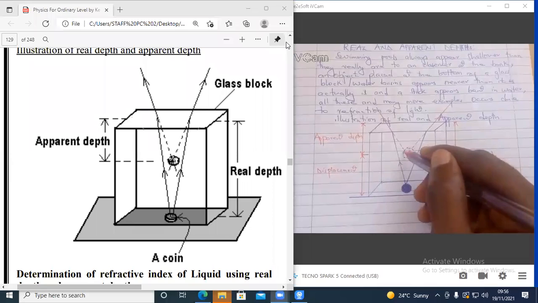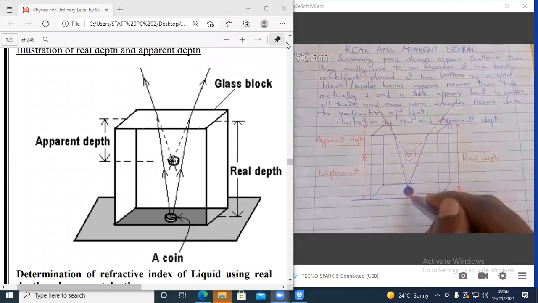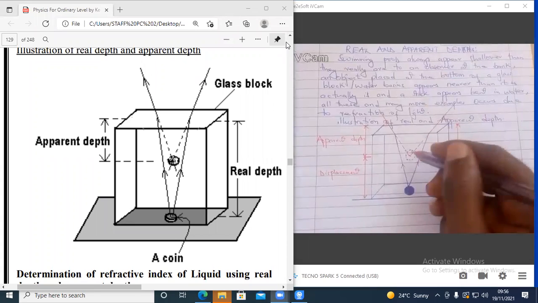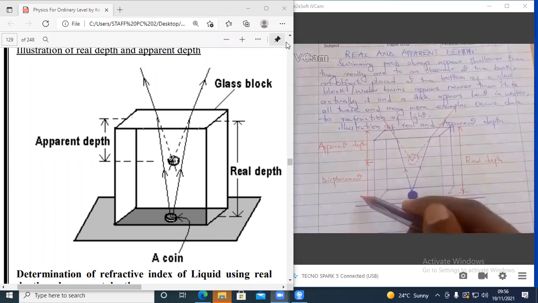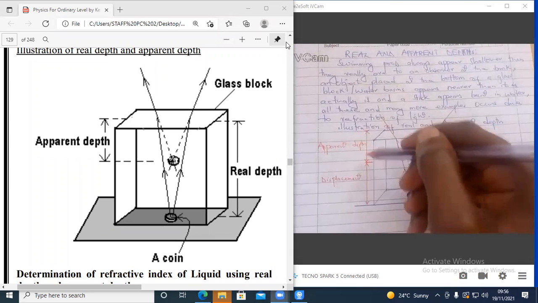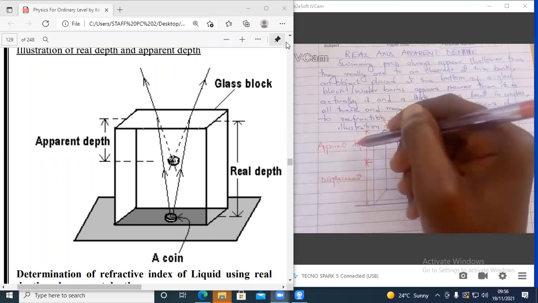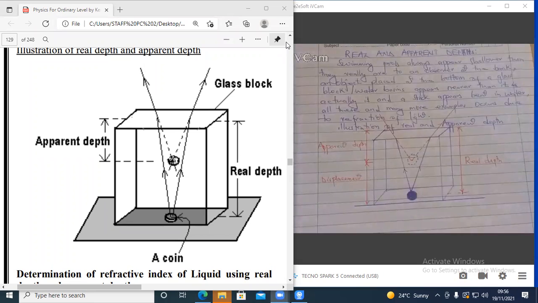So it will appear, that's why I'm using a dotted line. It's an illusion, it's not true, but the real object is down. But when you're looking at it, you see it as if it's raised up. It's being displaced. That's what we call displacement. Where it appears to be, up to the top, is what we call the apparent depth. So now, let's have the definition.